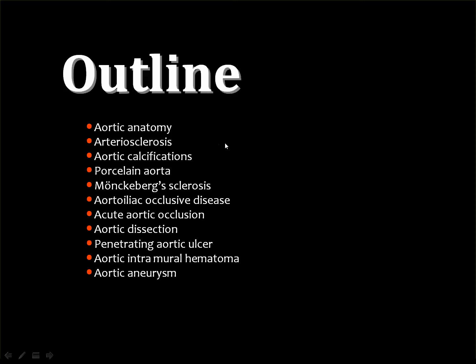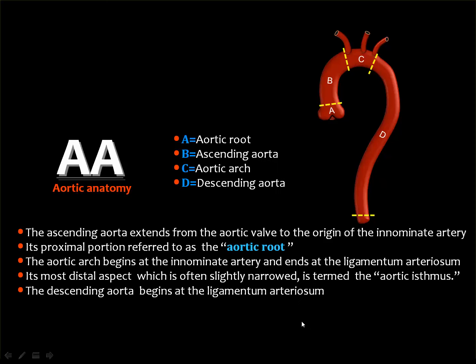Some of the anatomic details: arteriosclerosis, aortic calcification, porcelain aorta, Monckeberg sclerosis, aortoiliac occlusive disease, or usually known as Leriche syndrome, acute aortic occlusion, aortic dissection, penetrating aortic ulcer, intramural hematoma, and finally the aortic aneurysm. And this topic will not be finished in this lecture, and it will continue in the coming lecture, inshallah.